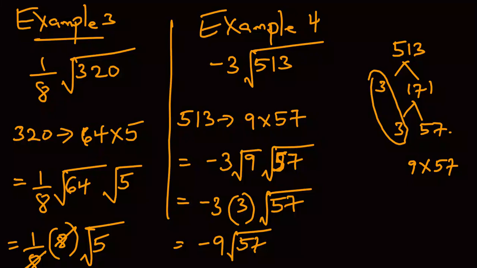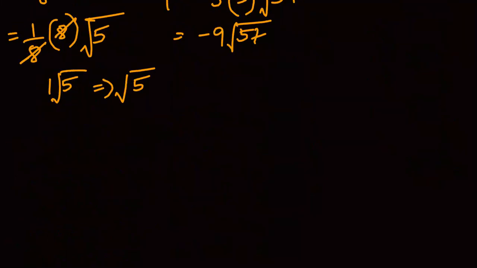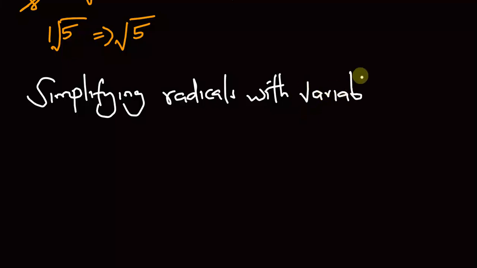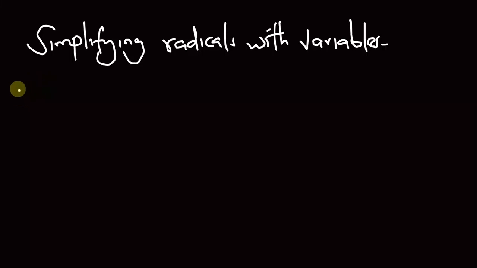Let's go to the next step, simplifying radicals with the variables. And we are going to start with variables. Variables are just numbers like A, B, C, D, X, Y, Z. Those are variables. Let's dive into our first example 1 already.